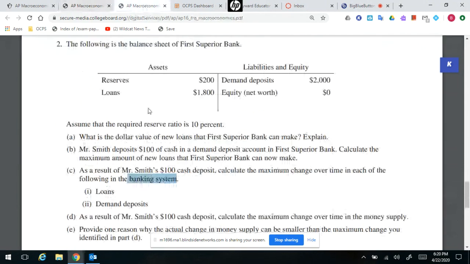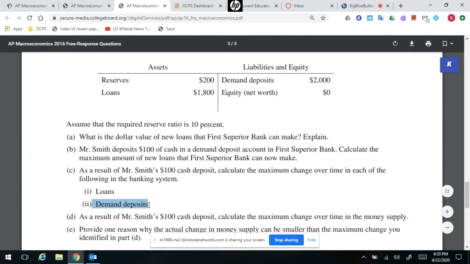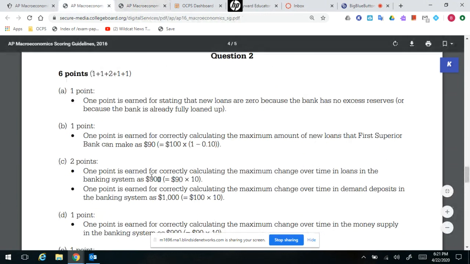Now for demand deposits, the max amount of change in the banking system for demand deposits, that formula is nothing more than change in deposits, which was $100, times 1 over the reserve requirement. So 100 times 1 over 0.1 gets you 1,000. The difference here for loans was your excess reserves times 1 over the reserve requirement. And for this one, it's your deposit times 1 over the reserve requirement. So over here, the excess was 90. Over here, the deposit was 100. That's why we have the difference between being 900 as your answer and 1,000 being your answer.